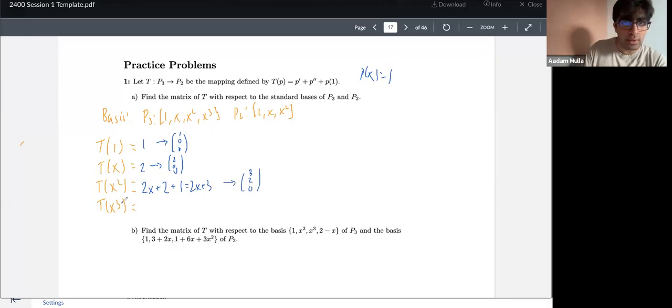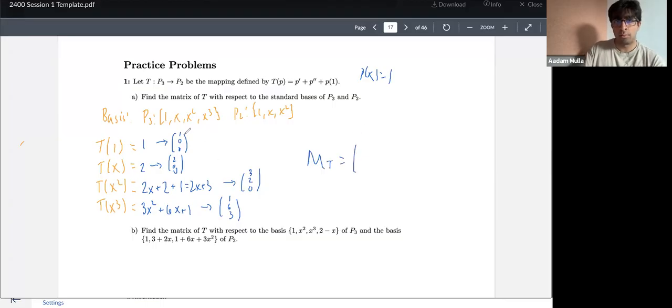And then the last one, T of x cubed, is going to be P prime, 3x squared, plus P double prime, 6x, plus P of 1, plus 1 again, which is going to be (1, 6, 3). And then we form matrix MT by just stacking these as columns. (1, 0, 0), (2, 0, 0), (3, 2, 0), (1, 6, 3).